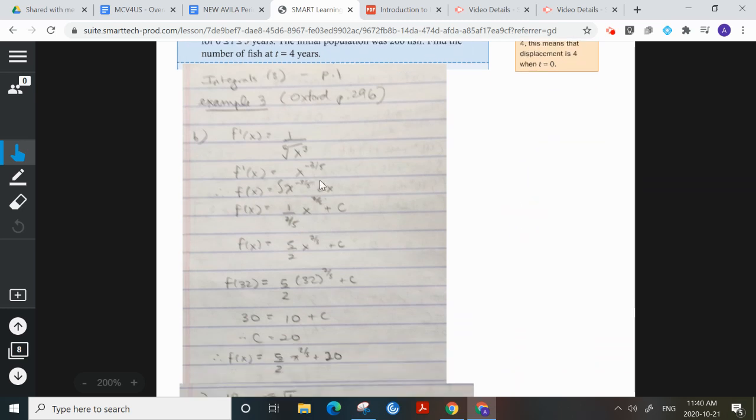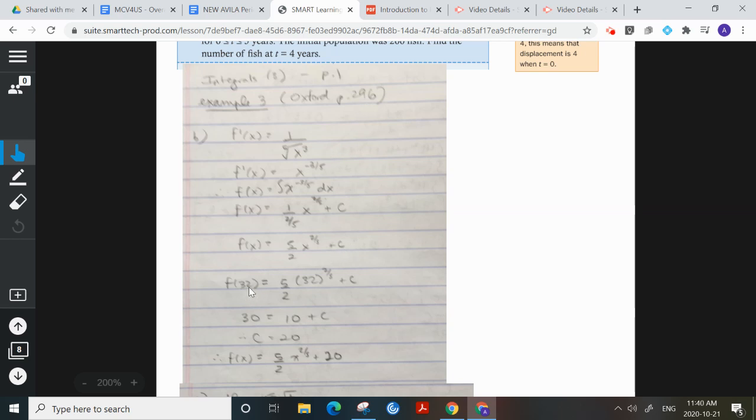Remember, I'm going to add 1 to the exponent and multiply it by 1 over n plus 1. So if I add 1 here, I'm going to get 2/5, and I'm going to multiply it by 1 over 2/5, which is the same as multiplying it by 5/2. And then I have my skeleton equation, if you want to think of it, for my function, but I need to figure out what c is. Luckily, I can plug in.